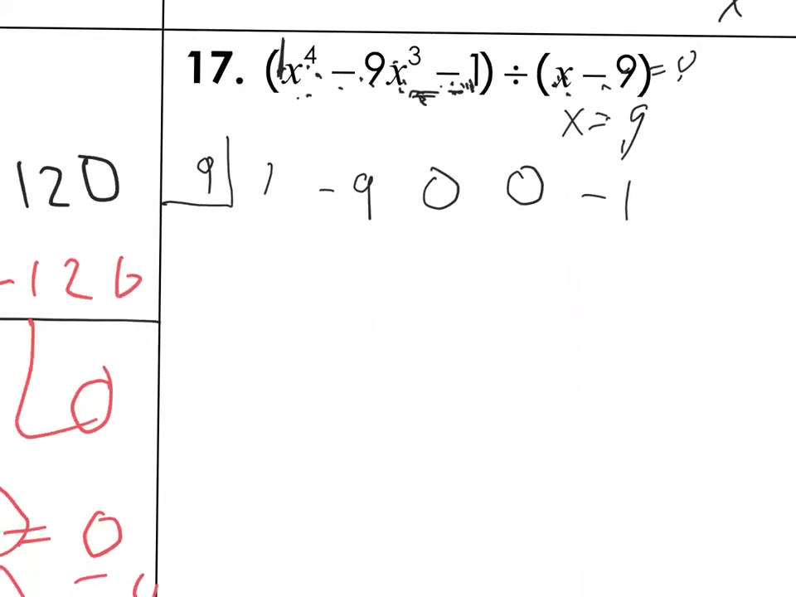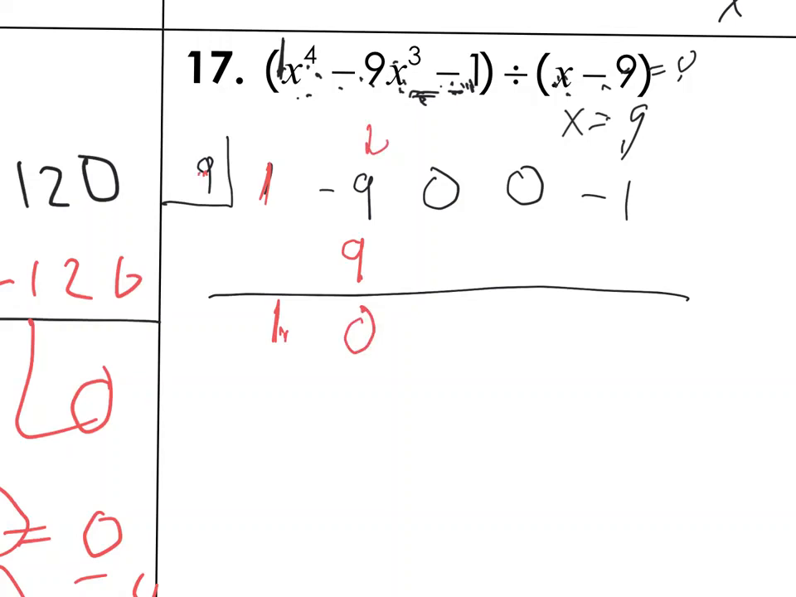The first step you do is you just bring down the first term, and then you take this 9 and multiply by the 1. What is 9 times 1? And that goes up here. Then we add straight down. That gives me a 0. Always add straight down.